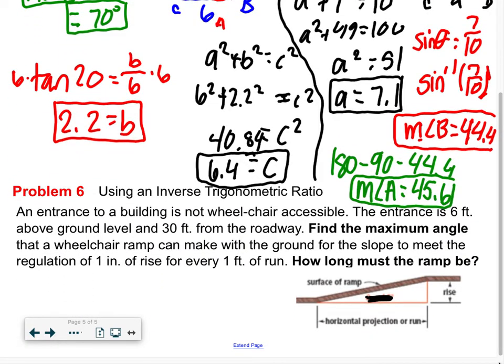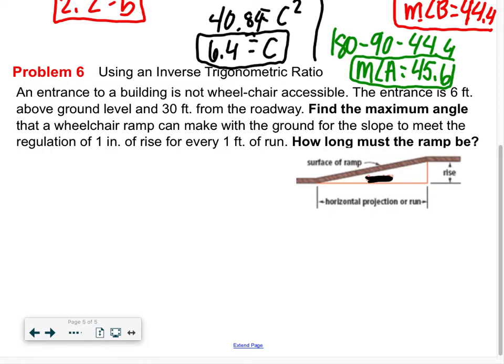And last problem, we have a ramp, and we want to know the maximum angle and how long the ramp must be in order to meet regulations. This is actually a huge thing, very applicable. So it says my entrance is 6 feet above ground level, so my rise is 6. It also says 30 feet from the roadway, so my horizontal is 30. So this little triangle here, that's my right angle.